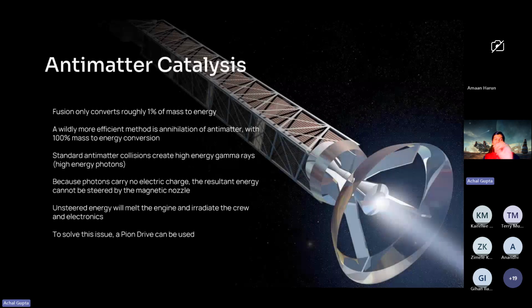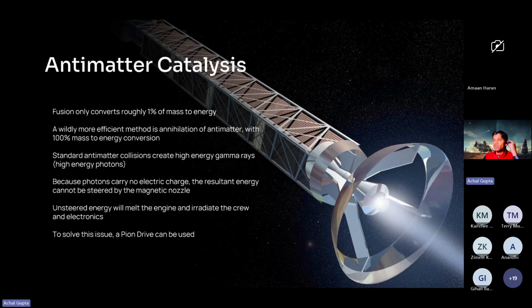Okay, moving on. Antimatter catalysis. This is the other way to do it. Inertial confinement fusion only converts 1% of your fuel's mass to energy. But if you want to do 100% similar to astrophage, you use antimatter. The problem is with our magnetic nozzles, which you can see here, antimatter creates high energy gamma rays, which is photons, and they're not electrically charged. So you can't really steer them with magnetic nozzles.